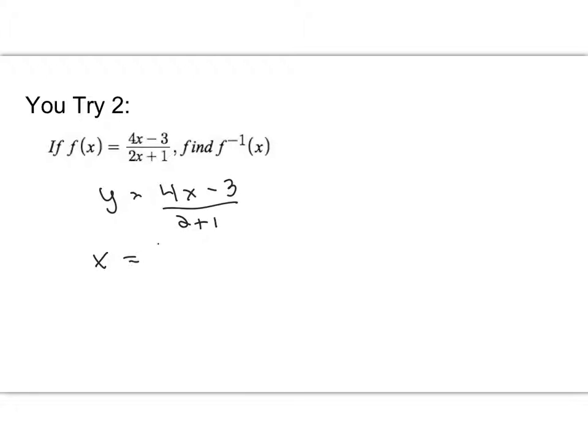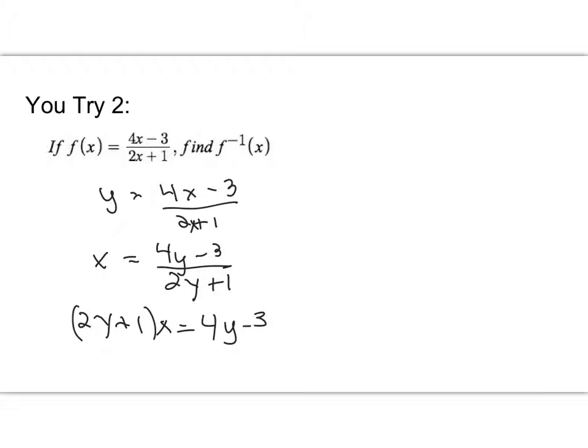Switch our x and y around. Okay, now we have to solve for y. This is where it gets tricky. I'm going to multiply both sides by 2y plus 1. And then I'm going to distribute the x to both of my values. And then I want to move all of my y's to one side of the equation. Oops. Hold on, I want to erase that.